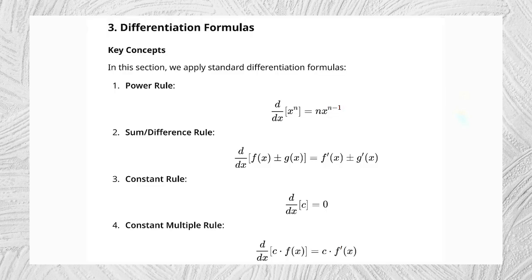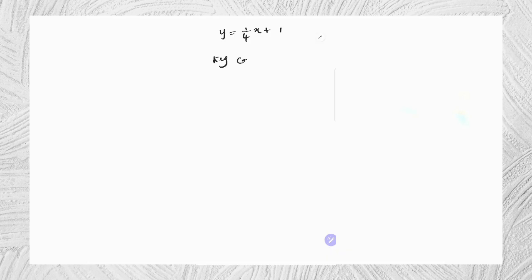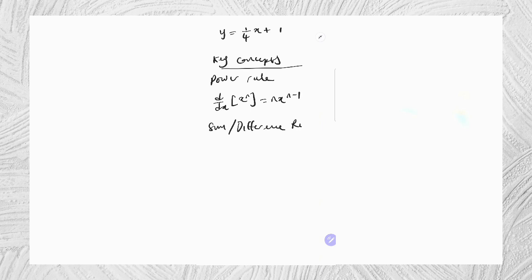In this section, we will apply standard differentiation formulas like power rule, sum and difference rule, constant rule, and constant multiple rule. So here are some key concepts that we need to take cognizance of. So for the power rule, when you differentiate x to the n, the n will come down and multiply the x, and you subtract 1 from the power, which is n minus 1.